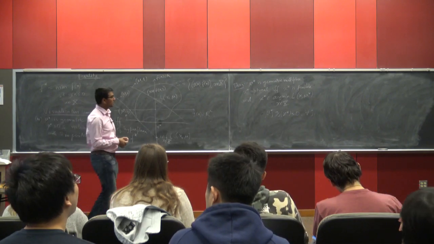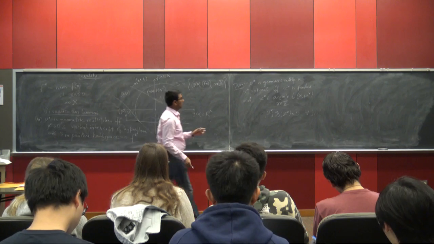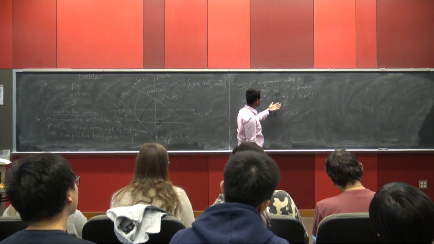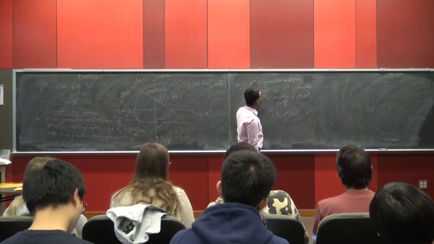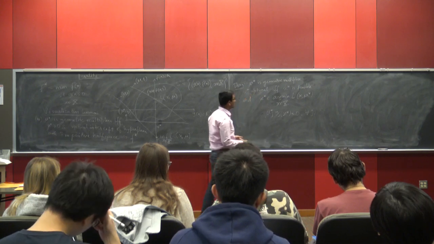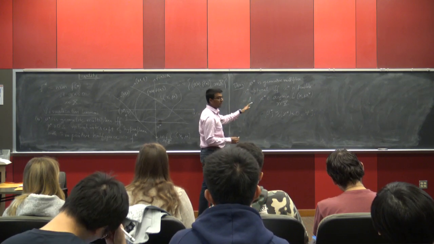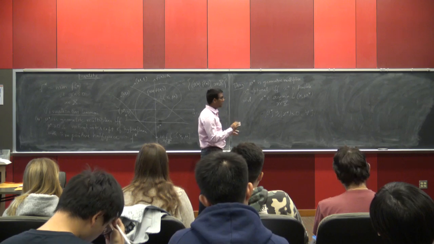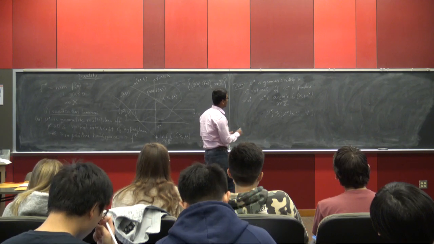So one side is easy to prove, which is if x star is feasible and x star is an argmin and this holds, then x star is optimal. That part is simple. So I'll prove the other way, which requires some amount of work. Okay. So let me prove this part.